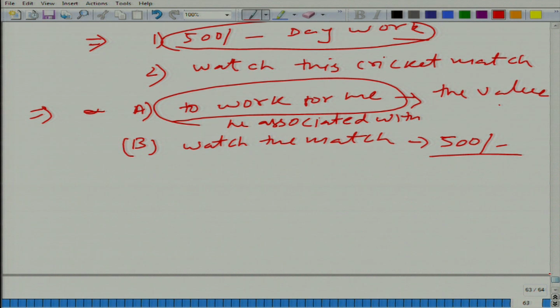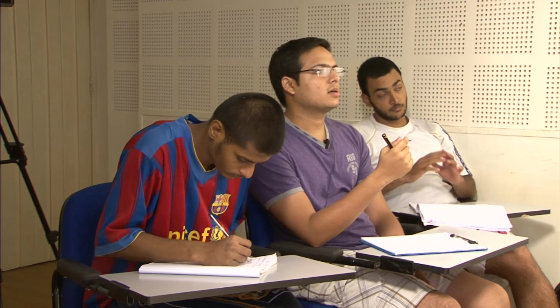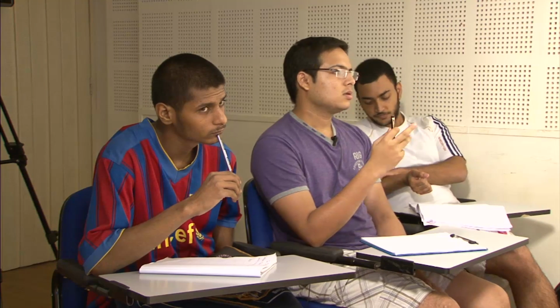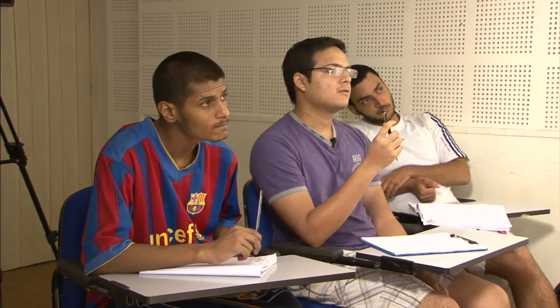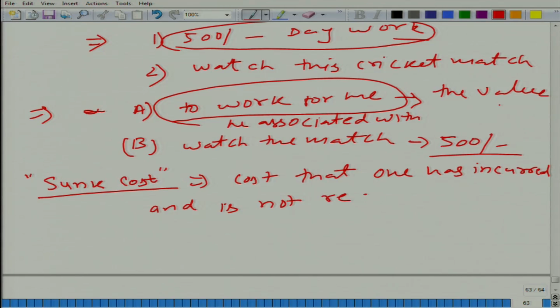Second, I talked about the concept of sunk cost. What is sunk cost? The cost that we cannot get back, that is totally lost. Totally lost where? It cannot be reimbursed. So, basically it is the cost that one has incurred and is not recoverable, the cost that can't be recovered.